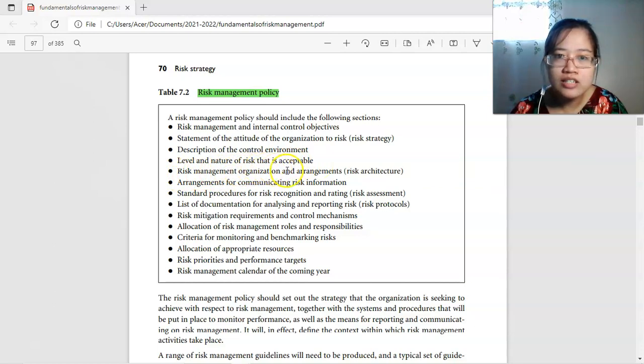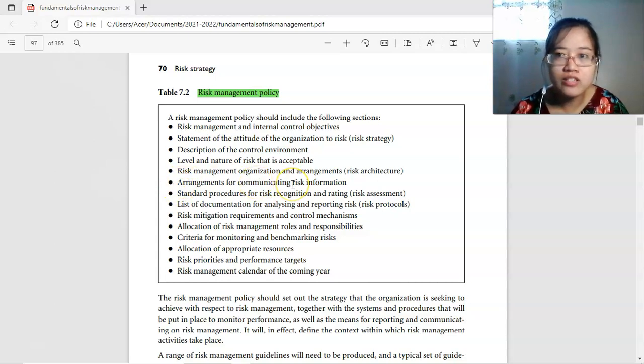Risk management organization and arrangements. So, ito na yung risk architecture natin. So, kumbaga, you have your plantilla, you have your top-level management, sino-sino yung mga yan, middle managers or supervisors, sino-sino yung mga yan, department heads, sino-sino yung mga yan, and then for particular aspects of the business, sino yung main person or main responsible person. Yan, kasi gagamitin mo naman yan later on in giving out the responsibilities.